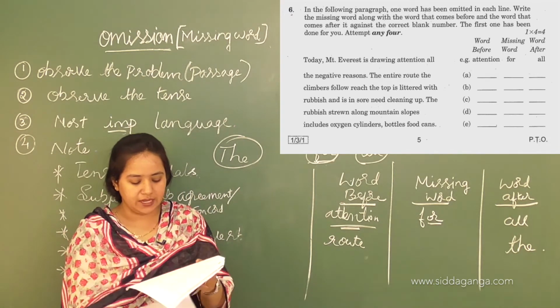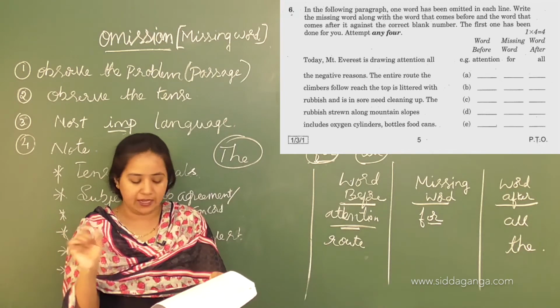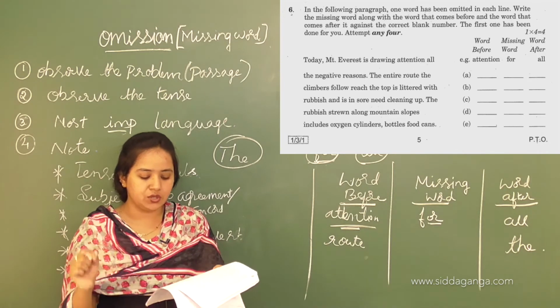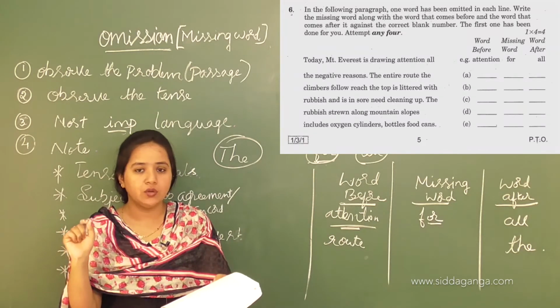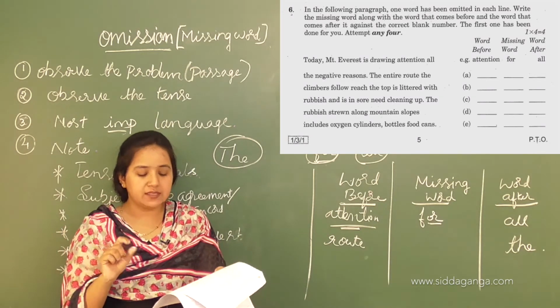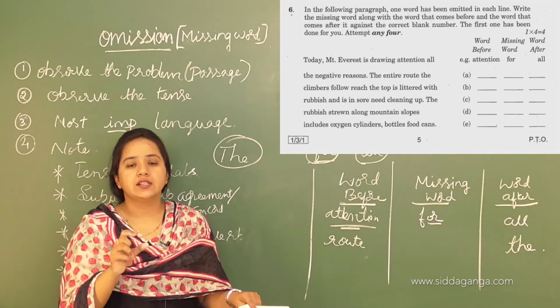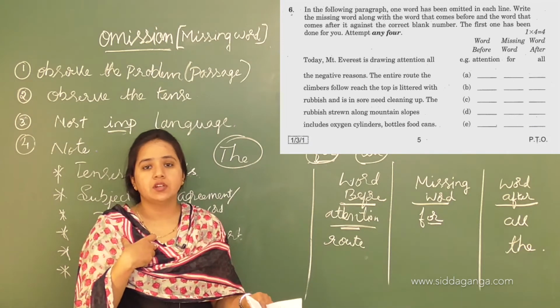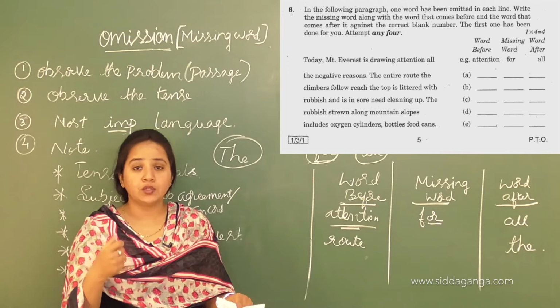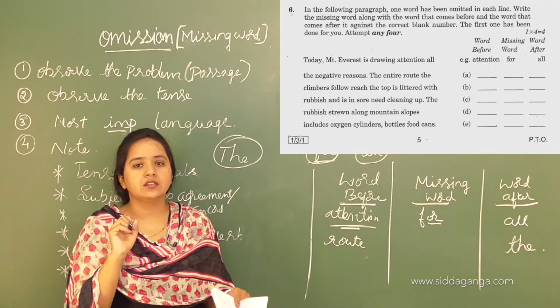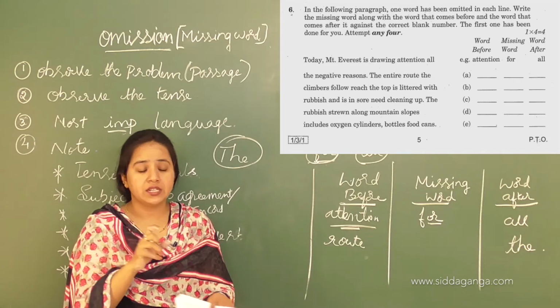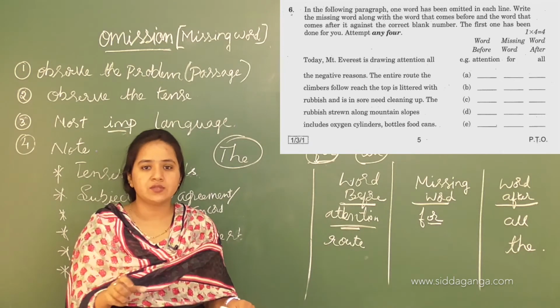Then you can see the next line. Climbers follow, reach the top. The entire route, the climbers follow to reach the top. It means the entire route tells about when the climbers follow to reach the top of Mount Everest. So the way is not good.